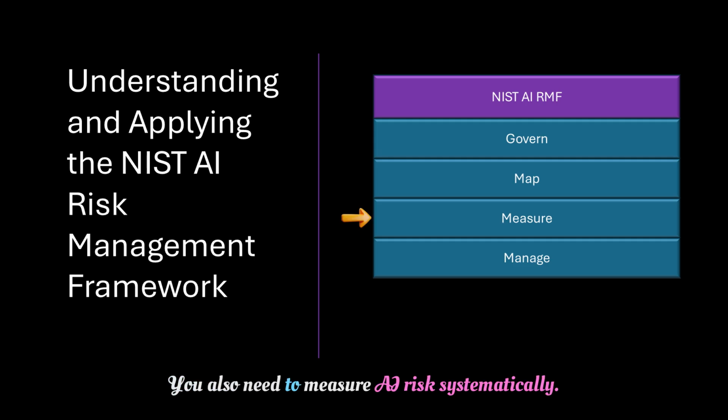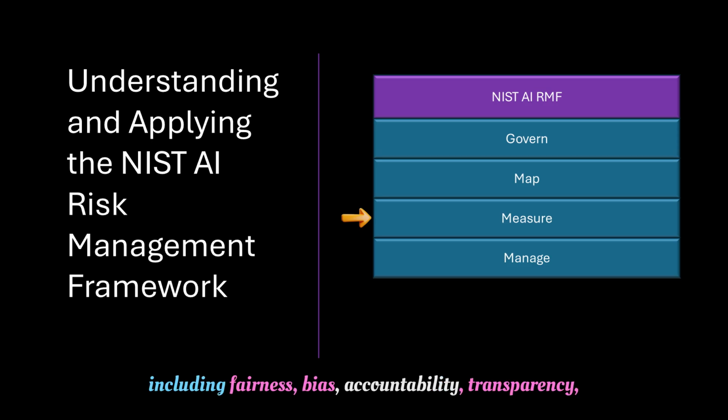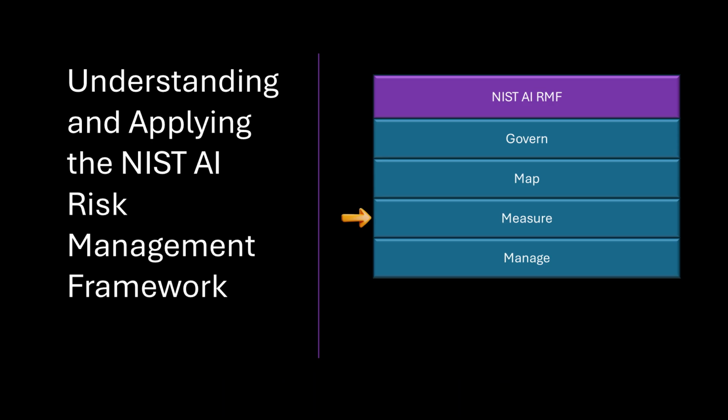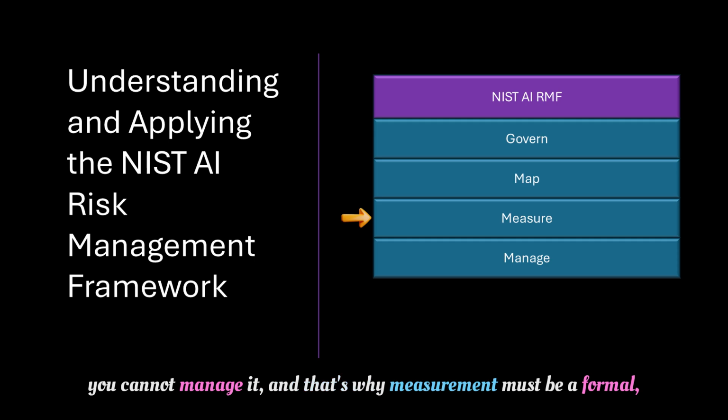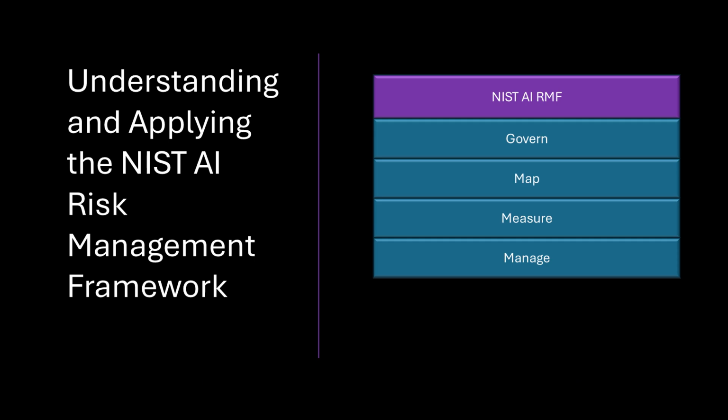You also need to measure AI risk systematically. This isn't just about technical vulnerabilities. It's about building metrics and methods to assess social and ethical risks too, including fairness, bias, accountability, transparency, and explainability. If you can't measure risk, you cannot manage it, and that's why measurement must be a formal, continuous part of your AI development and deployment processes.